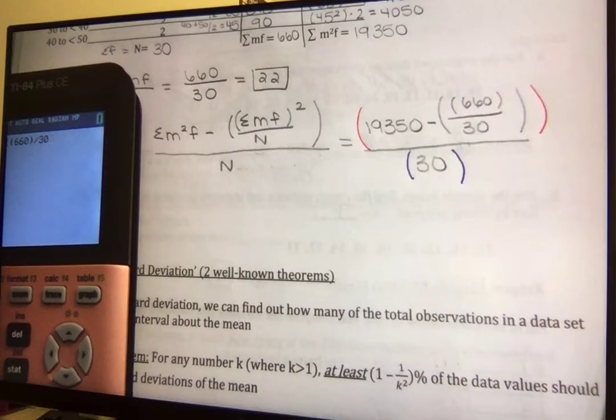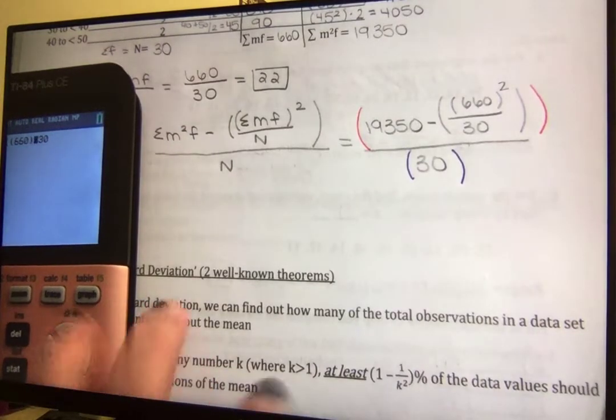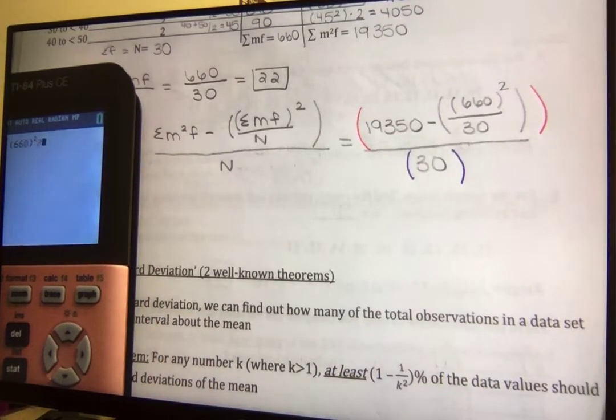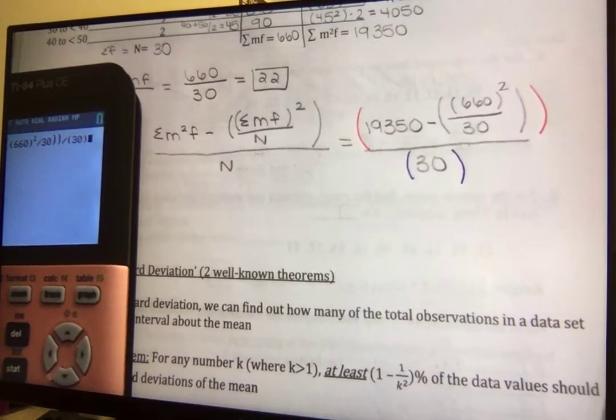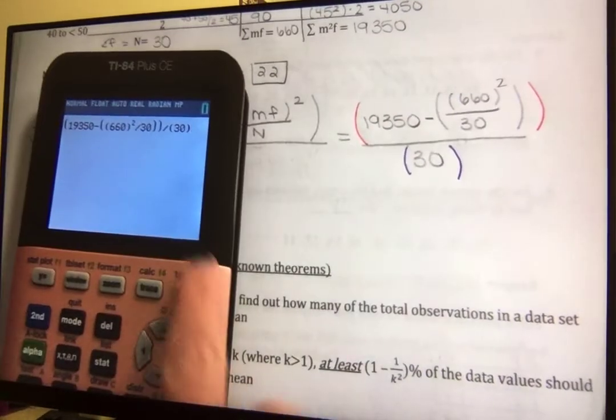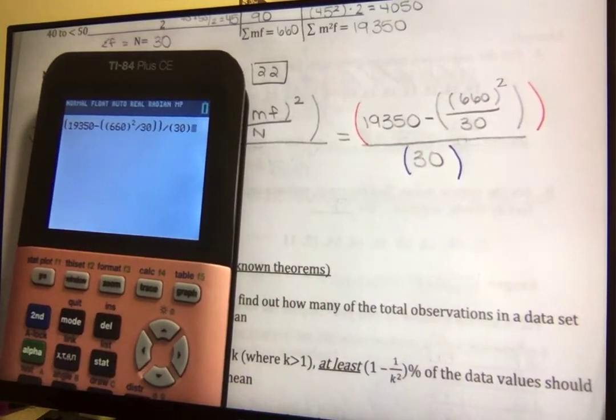Is 660 supposed to be squared? Yes, it is. Thank you. Nice. So 660 squared. Thank you for catching that. Divided by 30. Then I had two parentheses, shutting that off. Bless you. Divided by, in parentheses, 30. Some of you are probably saying, you don't need a parenthesis around 30, you don't need a parenthesis around 660. That's fine. I just like putting parentheses out of habit.